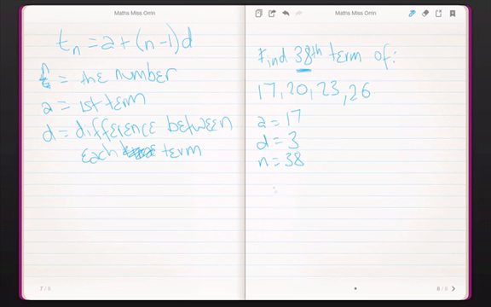Now we just use our formula from the start. Term 38 is a, which is 17, plus n minus 1, so 38 minus 1, times d, and in this case d is 3. So term 38 is 17 plus 37 times 3. You could have just typed this first line straight into your calculator. You end up with 128, so the 38th term is 128.